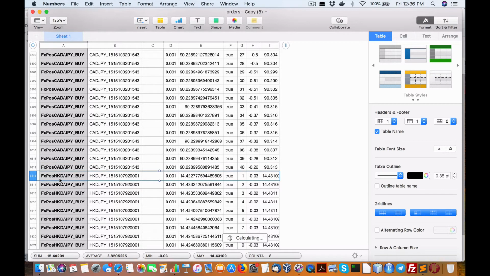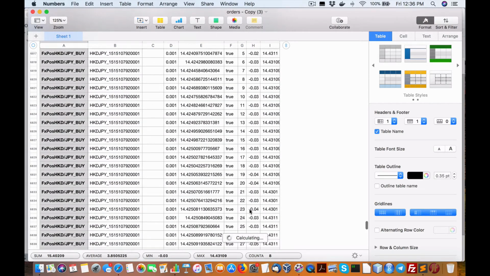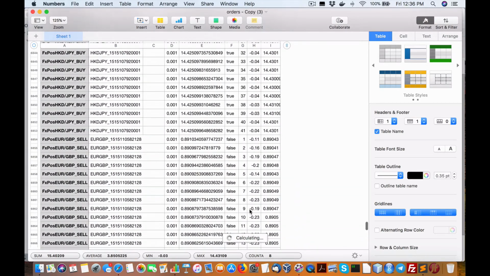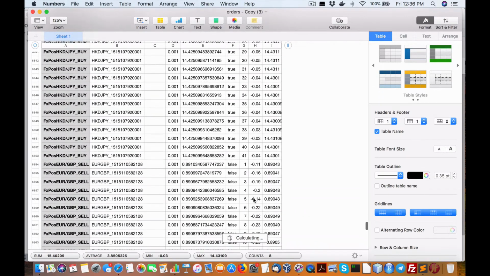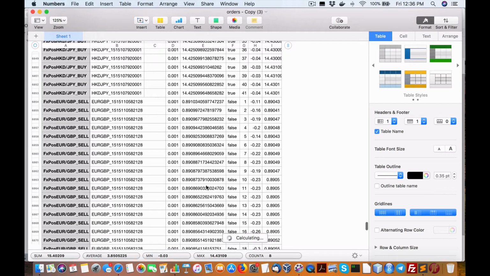Hong Kong dollar. So we can know definitely this is during Asian Open time. The Hong Kong dollar and the Japanese yen. Let's see how long this trade lasts. So we're down negative 4 cents. All the characteristics are so different. So this one we're down 4 cents.